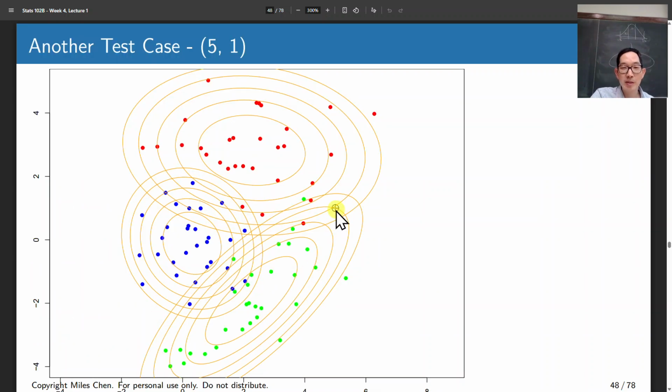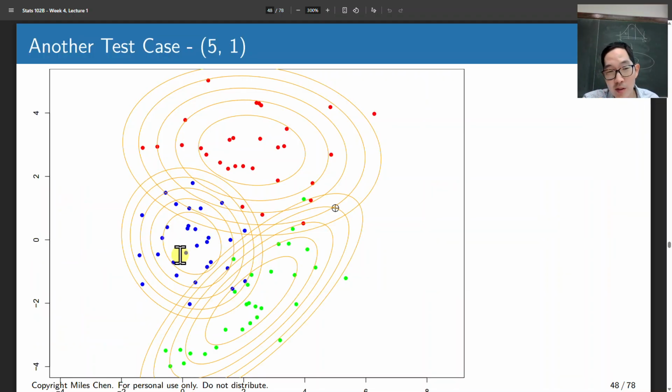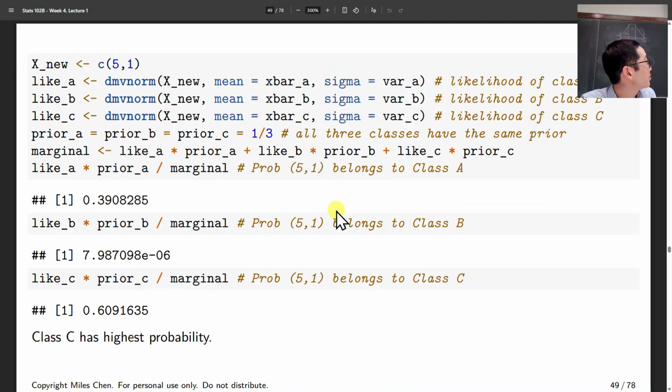Here, I'm picking something around 5, 1, and now we're thinking A and C are close to being tied. Class B is going to have the lowest probability. If I do that, class A is around 40% and class C is around 60%. Class B, indeed, has a very low probability, 10 to the minus 6. So it's a little bit closer, with 60% probability for class C.